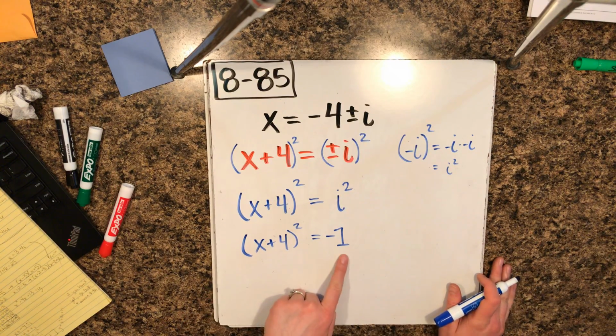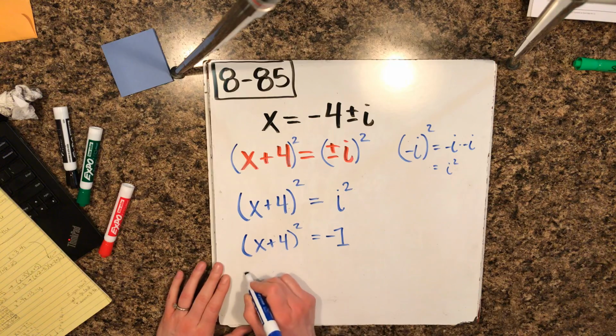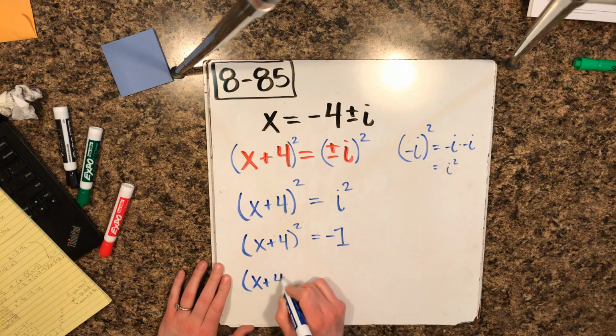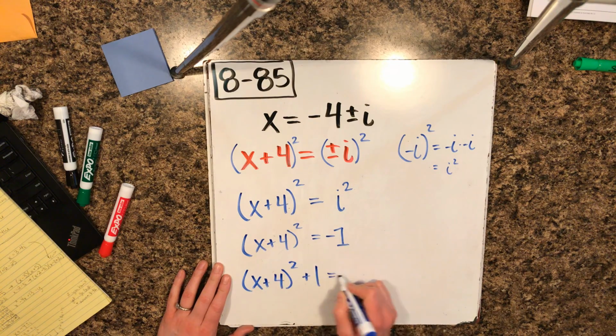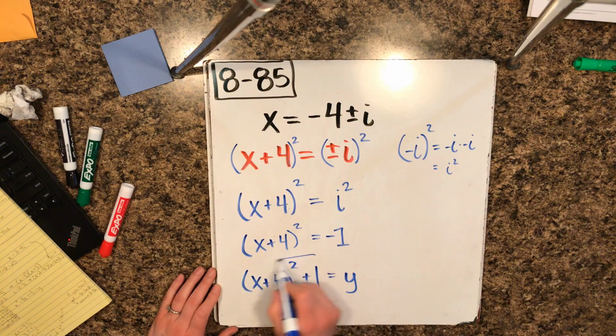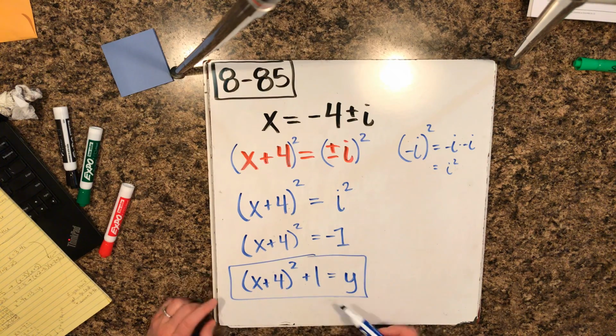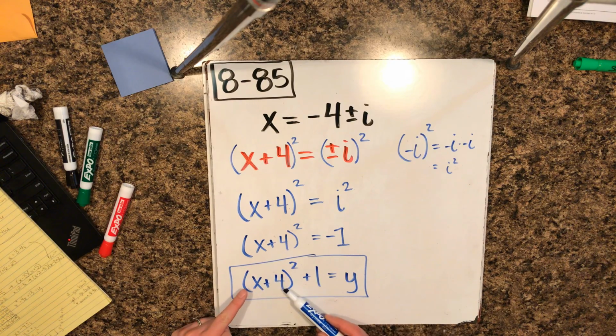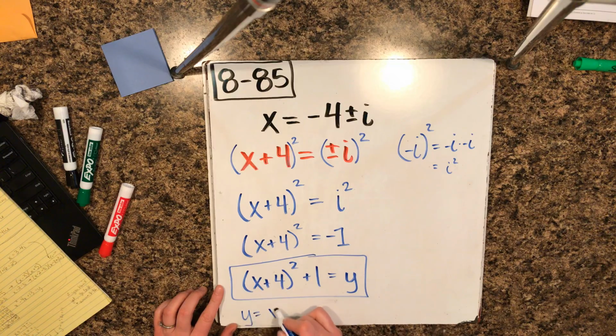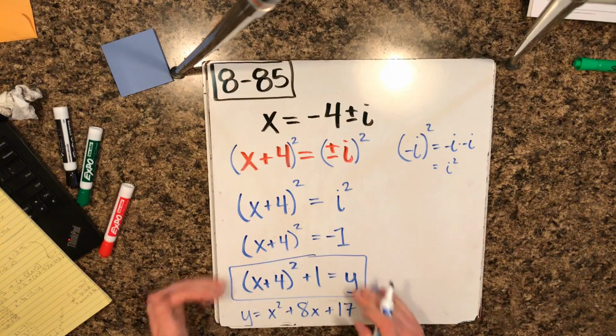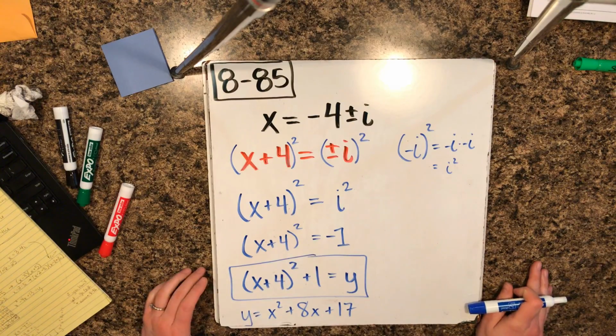Okay, and then one more step, I'm going to move the 1 to the other side. Of course, when I move it to the other side, I'm adding it. So now here is my equation in graphing form. You guys know how to move it to standard form if necessary. Multiply x plus 4 times itself, add the 1, you will get x squared plus 8x plus 17. Either answer is fine, just depending on the directions.